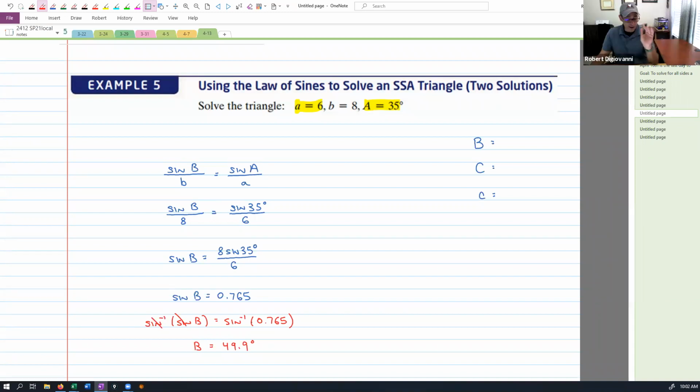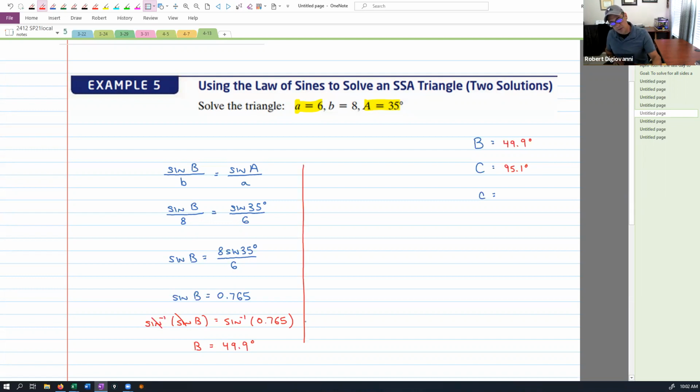So right now, if we just follow what we've been doing, this is 49.9 degrees, right? And C here we could get, right? C would be, let's see, we can add up A, 35 plus 49.9, and then subtract that from 180. This would be 95.1 degrees. Any questions there?